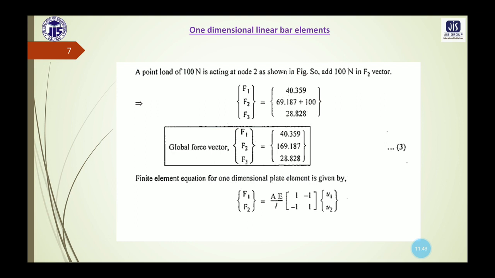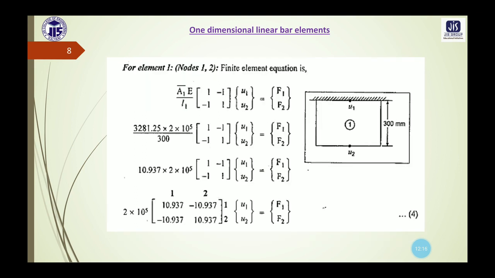Now we need to calculate the finite element equation for the one-dimensional plate element. The general finite element equation is the column matrix of F1, F2 equals AE by L multiplied by the symmetric matrix [1, -1; -1, 1] multiplied by the column matrix of U1, U2. This finite element equation we need to apply for the two different elements here.